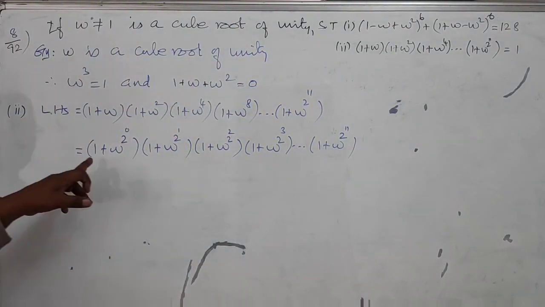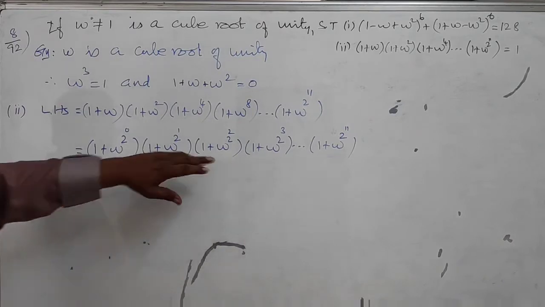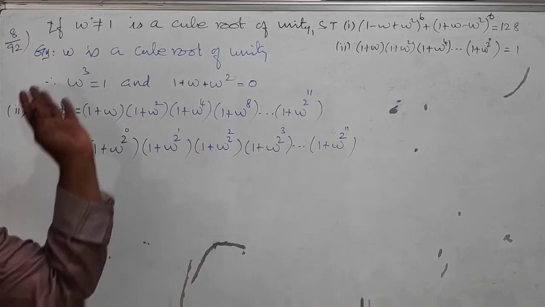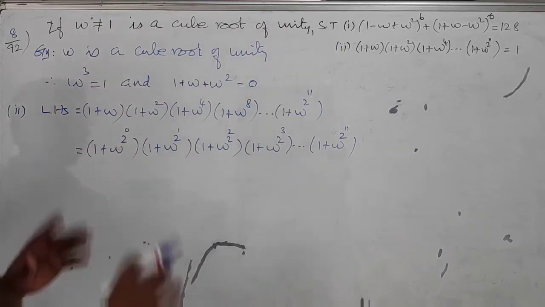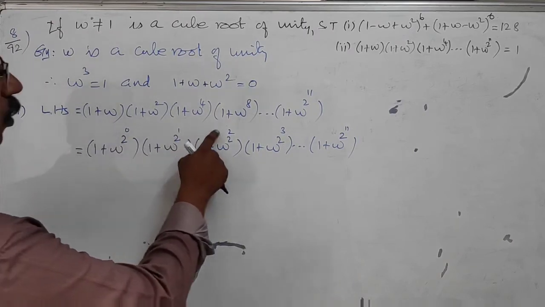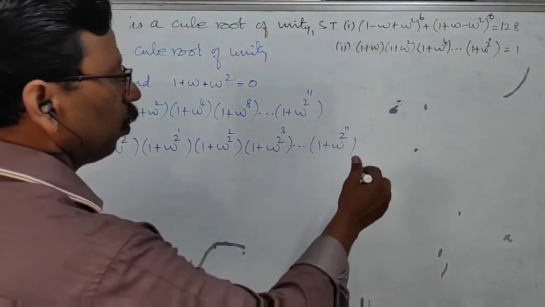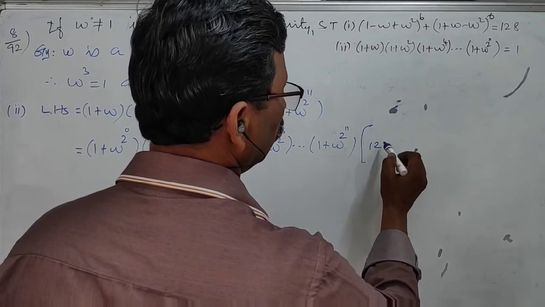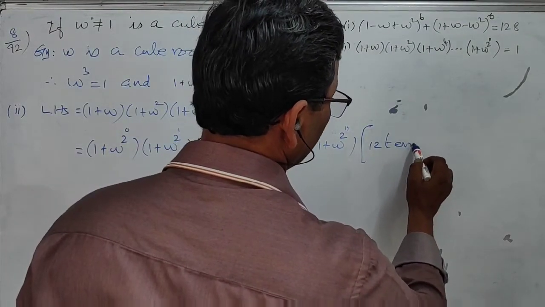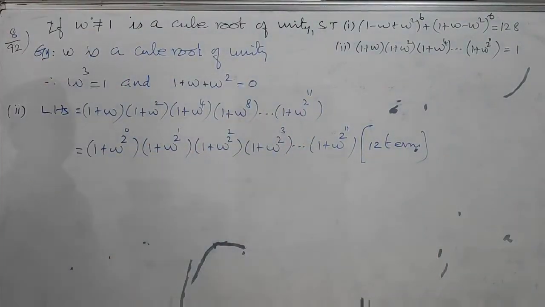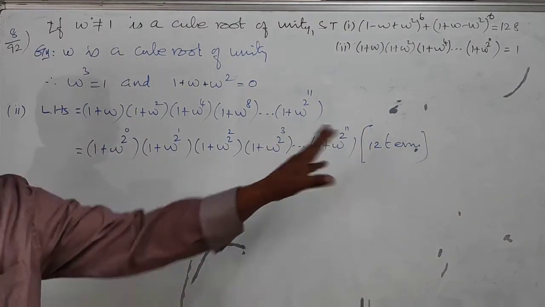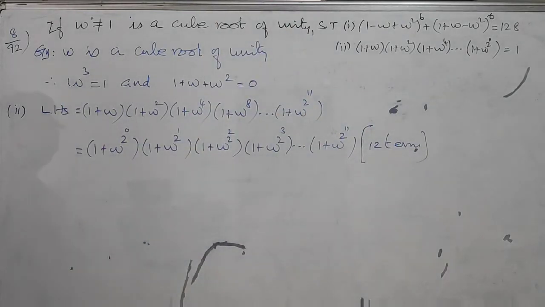Now, why I am writing this in this form: this step is not necessary in the examination, but it helps to understand how many terms there are. See here, 2 power 0, you are starting with 0, 1, 2, 3, etc., up to 11, which means totally 12 terms. (1 plus omega) power 2 power 0 is one term, then second, third, fourth, like that. We have 12 terms.